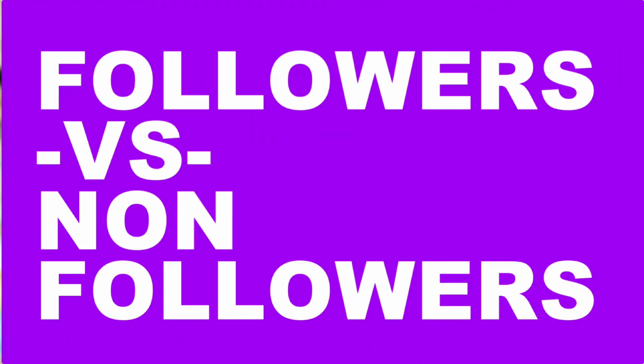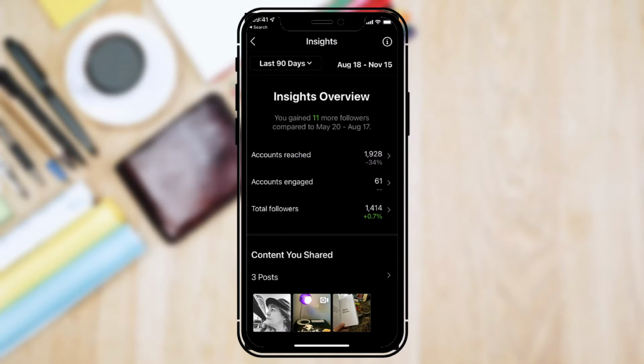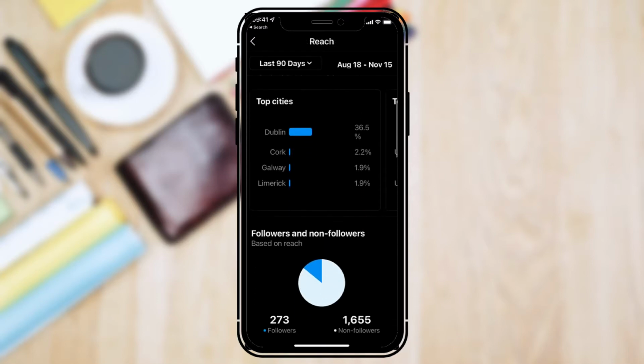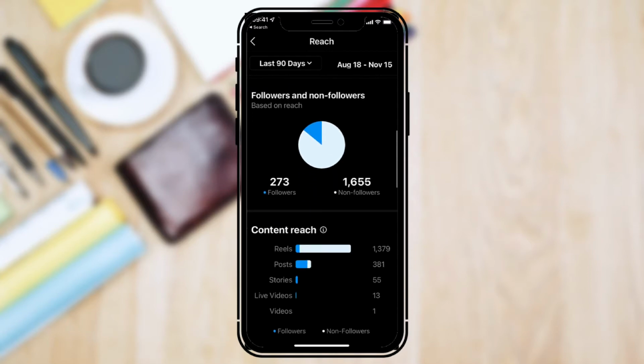So here we are on the home screen of your Instagram insights. Where do we find this new information? Well, there's a few places. Let's start with accounts reached. And if I scroll down, there you can see it. It's a pie chart that shows me how many people who follow me I've reached and how many people who I don't follow I reached.